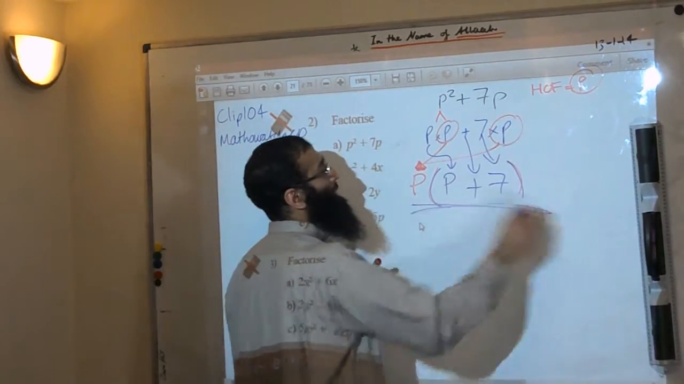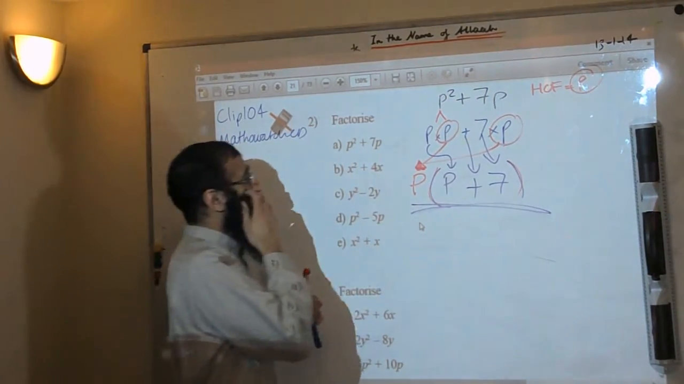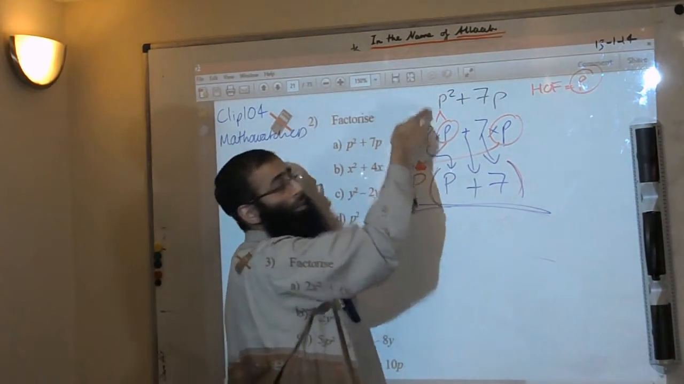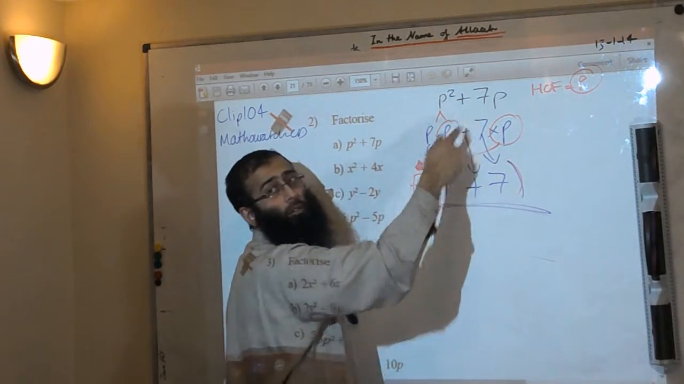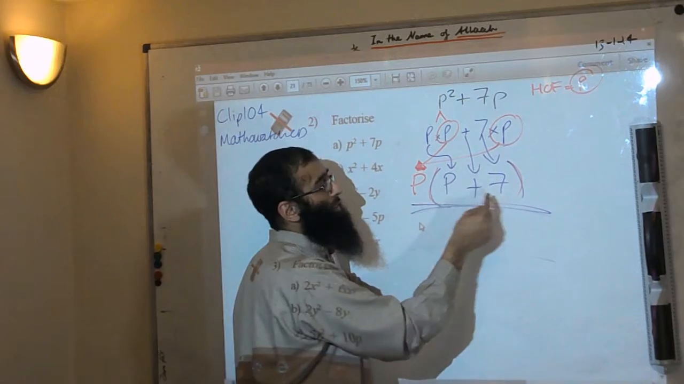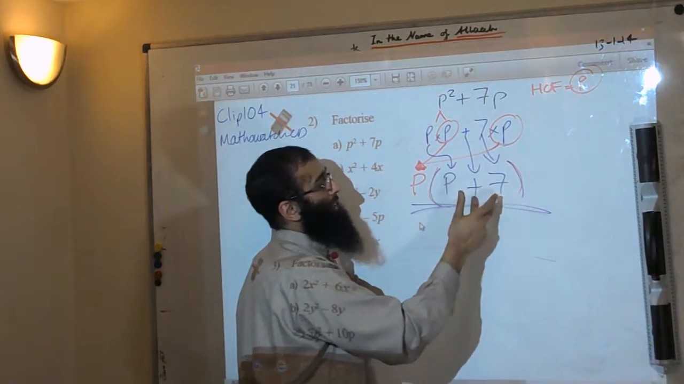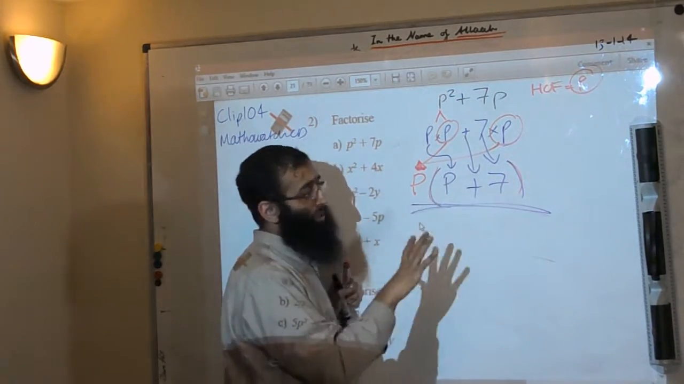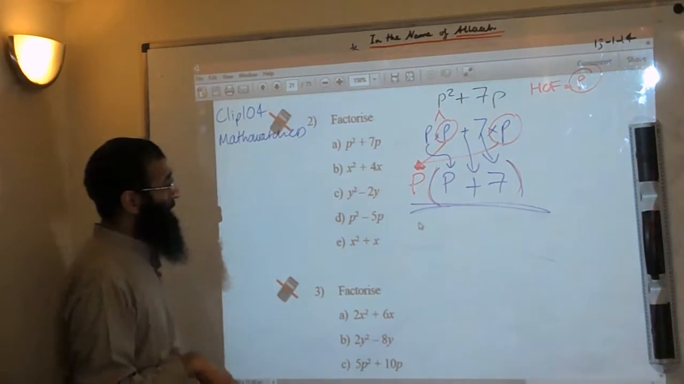Okay, how do we know we've done it properly? Because p times by p is p squared. p times by plus 7 is plus 7p. Done. And look at that. Can you factorize that anymore? That's a prime number. You can't take the answer further. That's already in the simplest form. Done. That job is done and sealed.